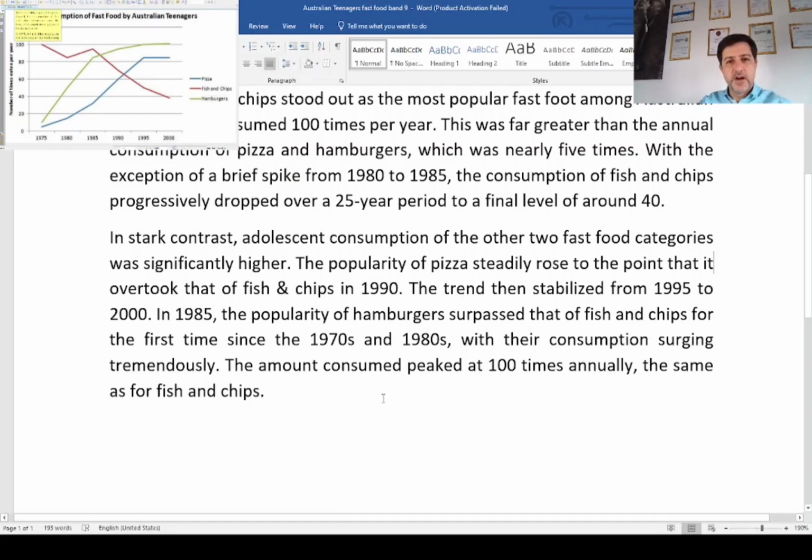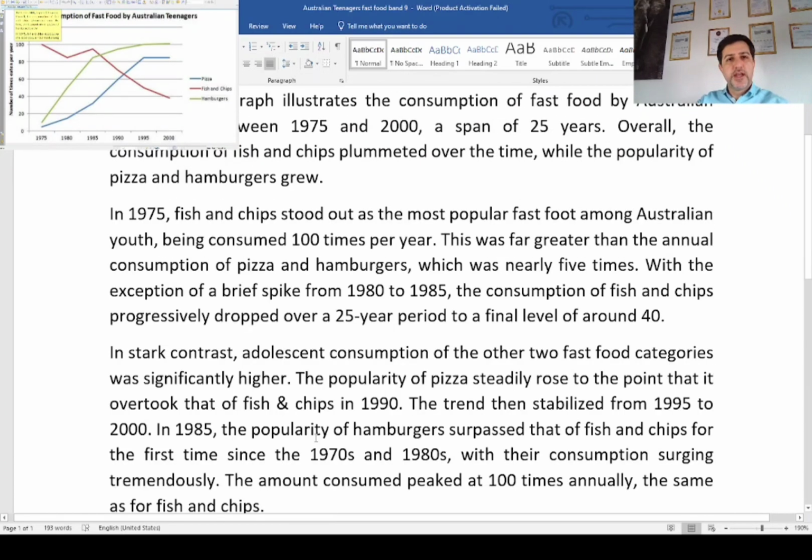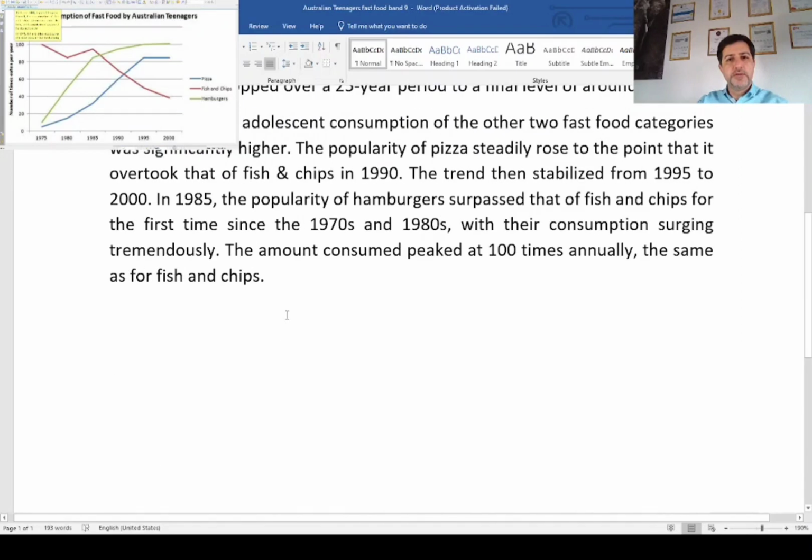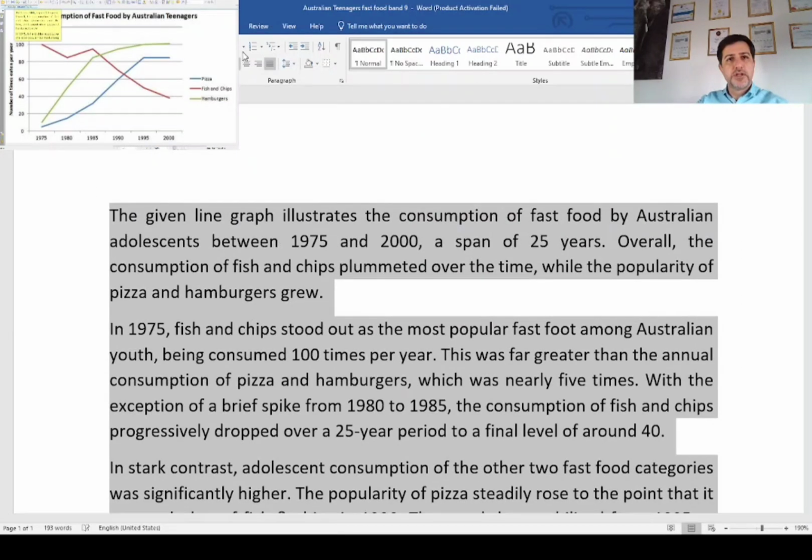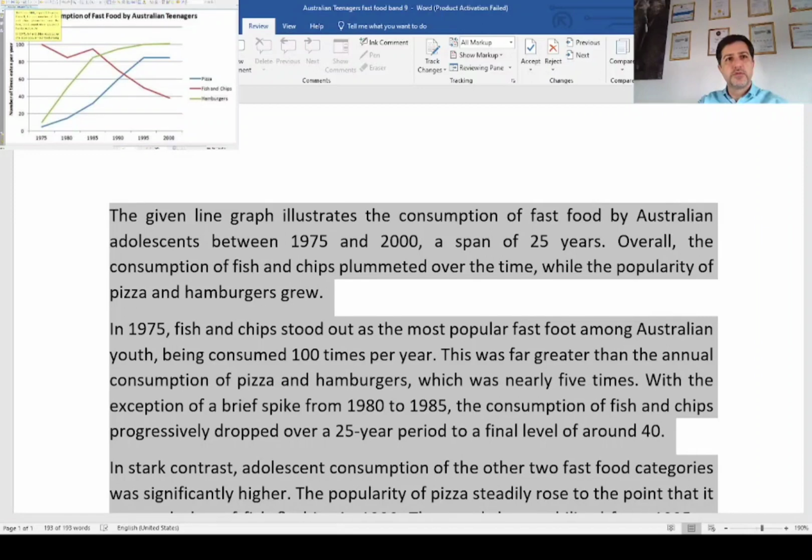In 1985, the popularity of hamburgers surpassed that of fish and chips for the first time since the 1970s and 1980s, with the consumption surging tremendously, correct? The amount consumed peaked at 100 times annually, the same as for fish and chips. Done, okay? And let's just check how many words are written here, because you gotta actually count how many words you've written. Okay, this is 193, clear, beautiful.